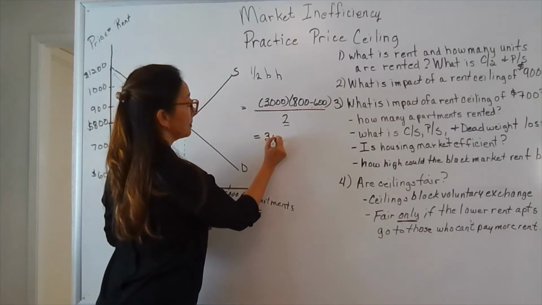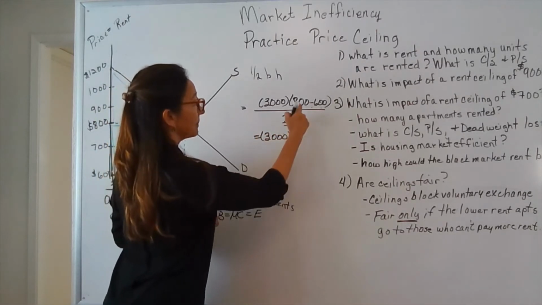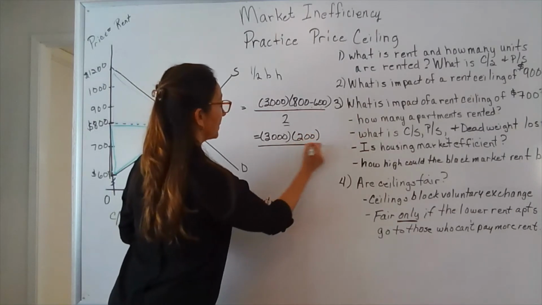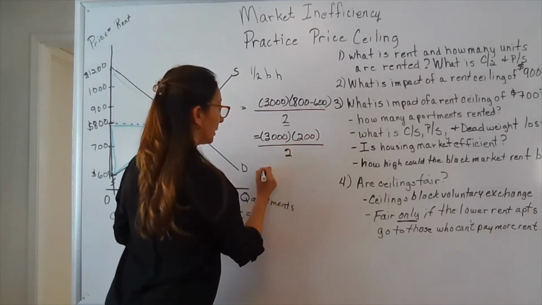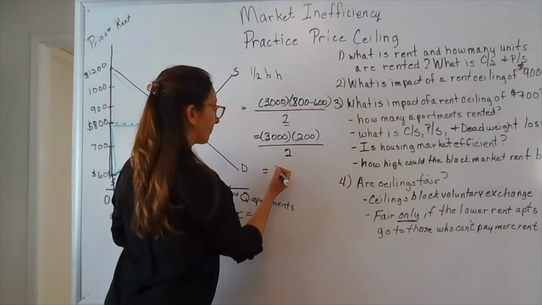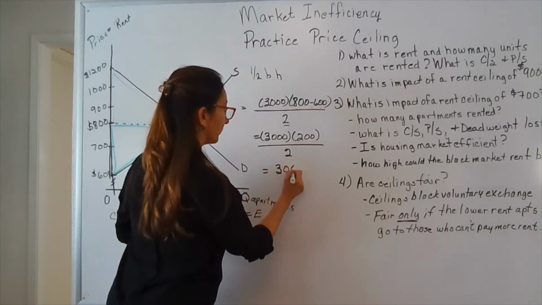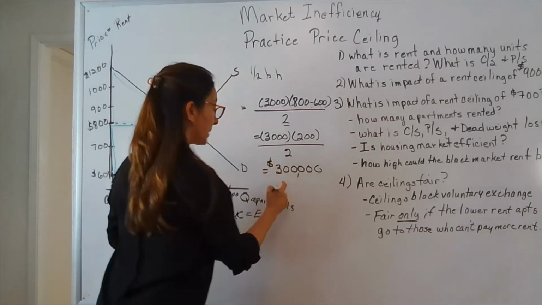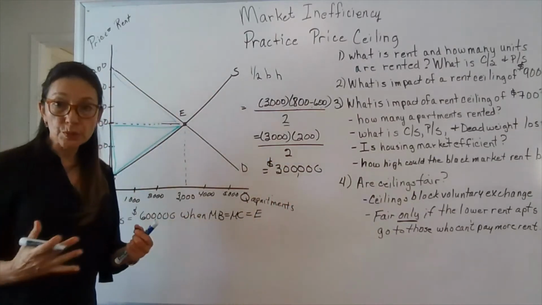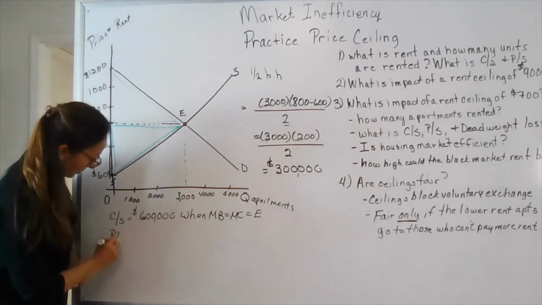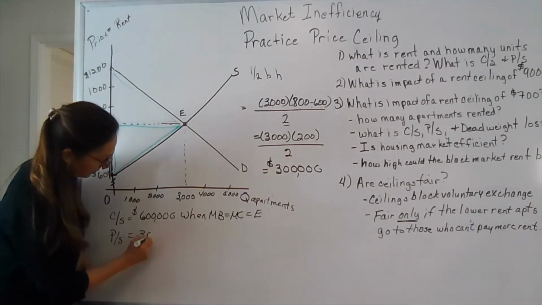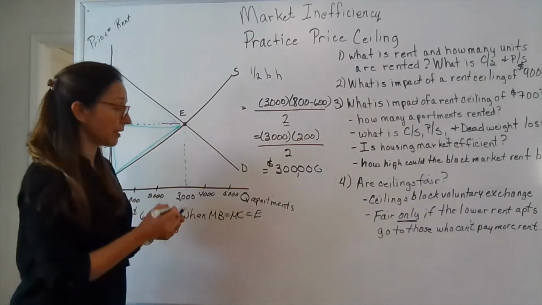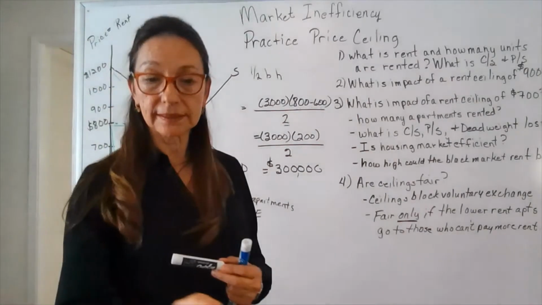So 3,000 times 800 minus 600, that gives us 200. And we divide all of this by 2, will give us 300,000. So this becomes the producer surplus. Okay. Again, when marginal benefit equals marginal cost.